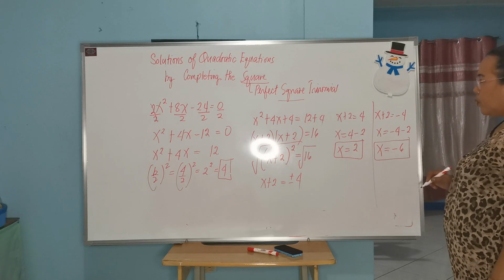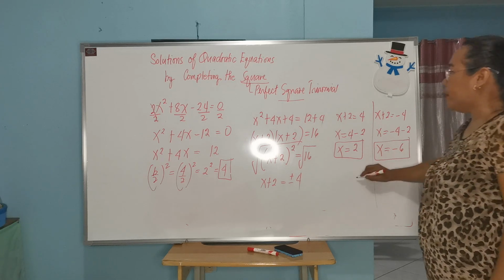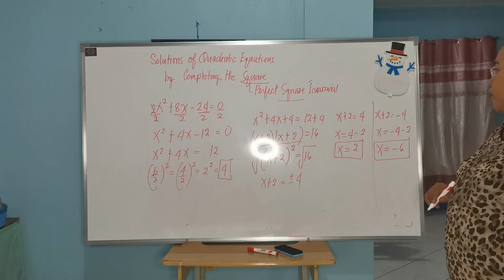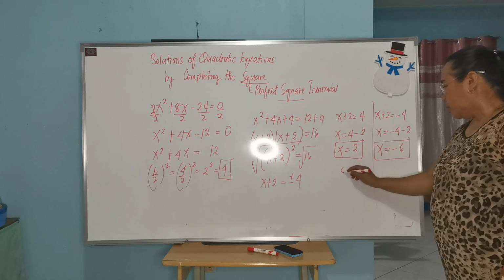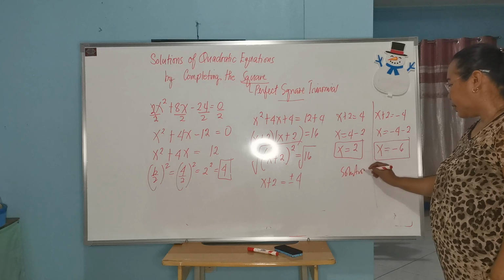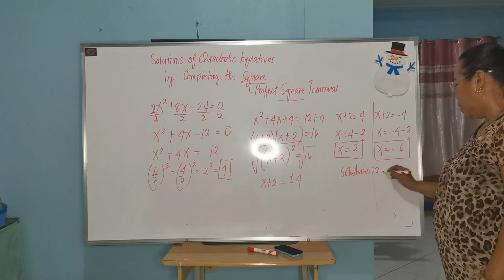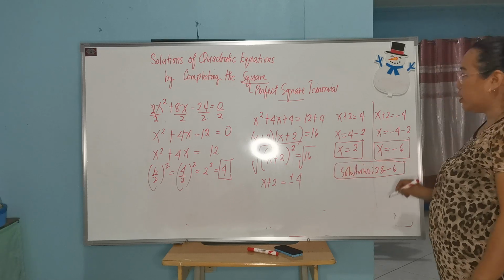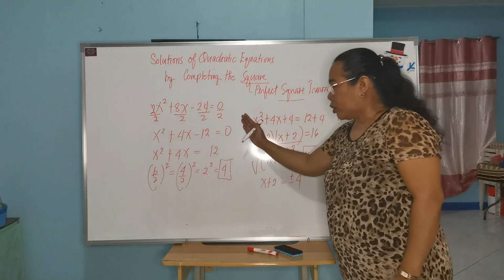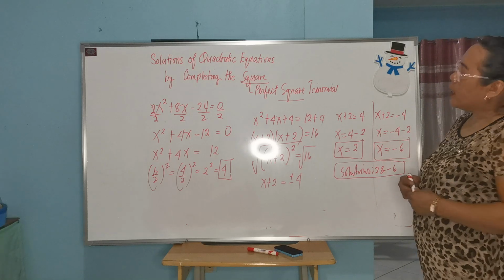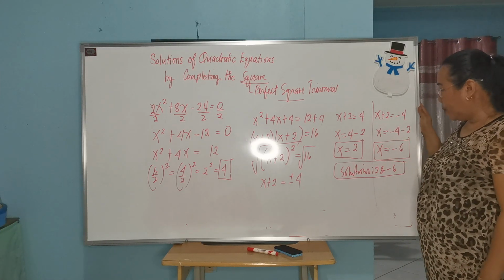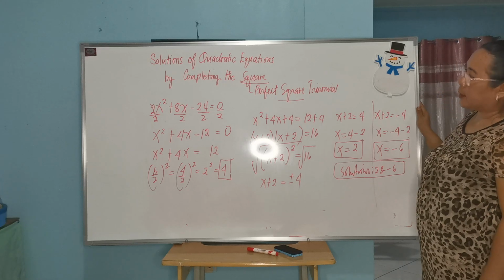Okay. So if we are going to look at our equation, 2x squared plus 8x minus 24 is equal to 0, our solutions would be positive 2 and negative 6. So these are the solutions of our equation. Okay? So I have given 3 examples in completing the square. So I hope you have understood the process.